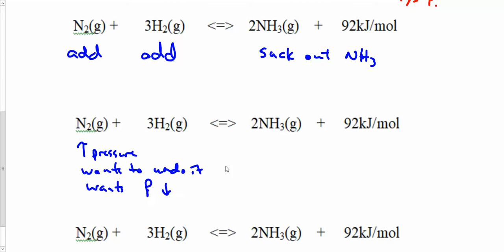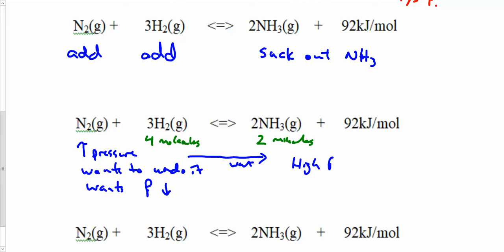So how can I do a pressure change? Over here on this side, I have 2 molecules. And on this side, 1 and 3 makes 4 molecules. So shifting to which side will drive the pressure down? It's this way, yes? Shifting to the right, and that's what I want. So it would seem as if I want to do this at a high pressure.